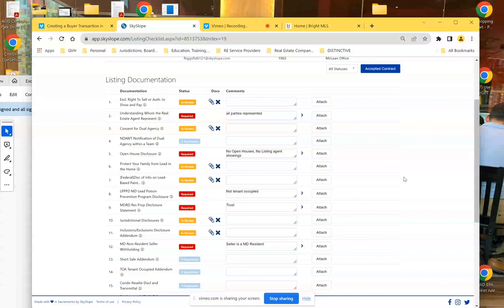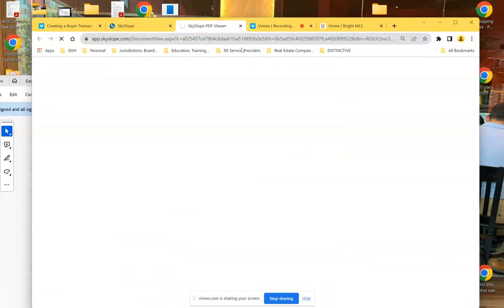And lead paint is one of those circumstances that could be into the millions of dollars if somebody is determined to be lead poisoned. So again, same thing applies with the actual disclosure. Here it is, and that's provided in the listing agreement.